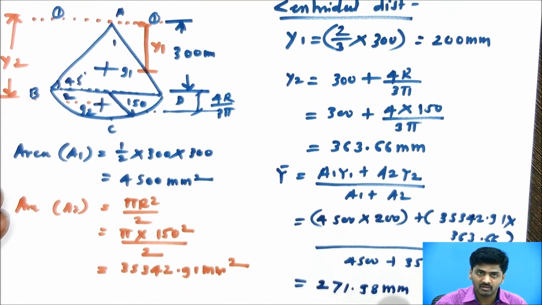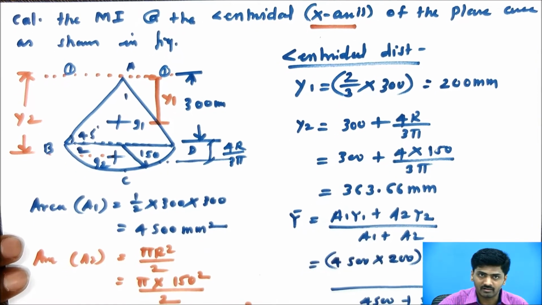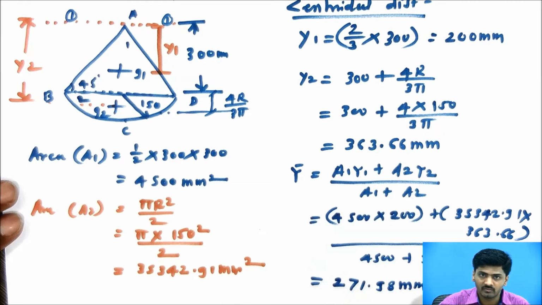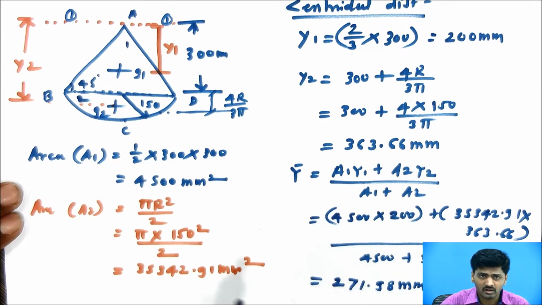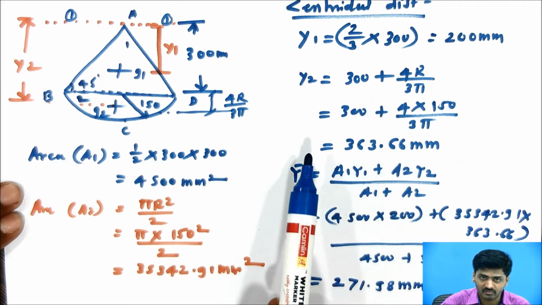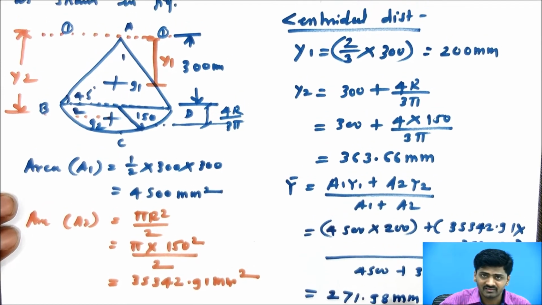271.98 mm. So let's observe here. We have calculated the y bar from reference axis 1-1, so we get 271.98. Now you have calculated the area, you have calculated the centroidal distances, and you have finished the y bar. You know the y bar. Now the next step is there.